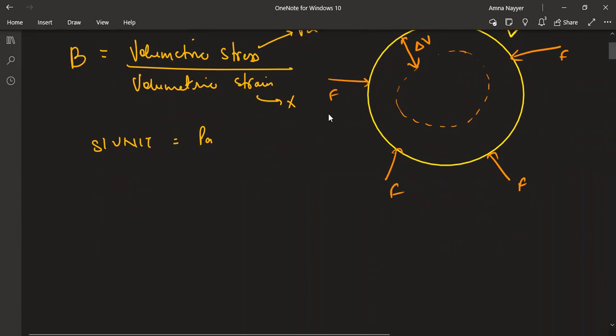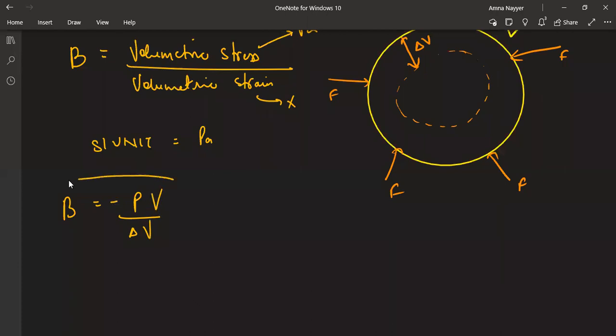Volumic stress is again force per unit area, or pressure. Directly you can write pressure; here writing pressure is much better. And then change in volume by original volume: minus P by delta V by V. This is the formula of bulk modulus. SI unit will still remain Pascals.